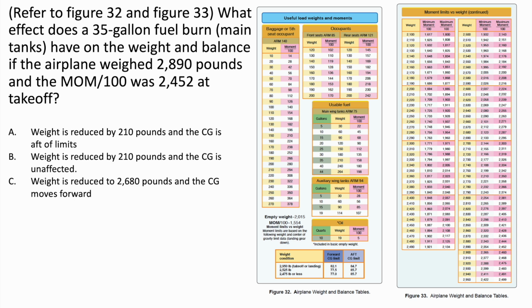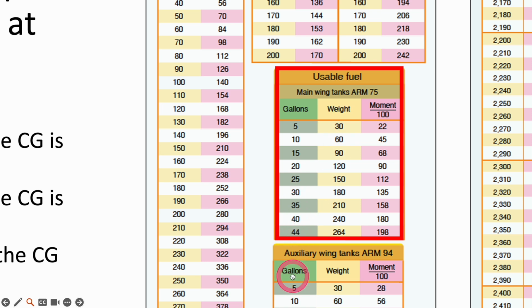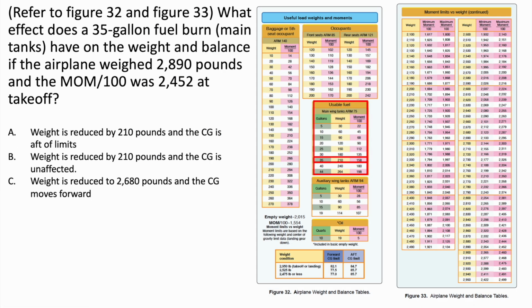Our first step is to look at this fuel burn and how much 35 gallons weighs. On the tables, we have our fuel table, main tanks. Don't get this confused with auxiliary tanks below that. The amount of fuel that we're burning is 35 gallons. 35 gallons weighs 210 pounds and has a moment of 158. So the first step is to subtract the fuel burn from our starting weight: 2,890 minus 210 pounds from fuel. Our new weight should be 2,680 pounds.